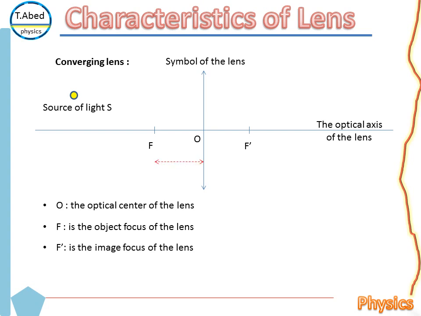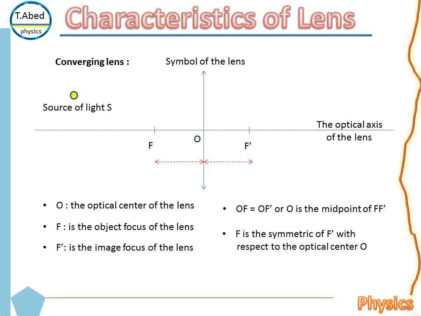إذا قسنا distance between O and F and the distance between O and F prime بنلاقي دائما إنه ال OF equal OF prime or O is the midpoint of F prime. بطريقة تانية فينا نقول F prime is the symmetric of F with respect to O.